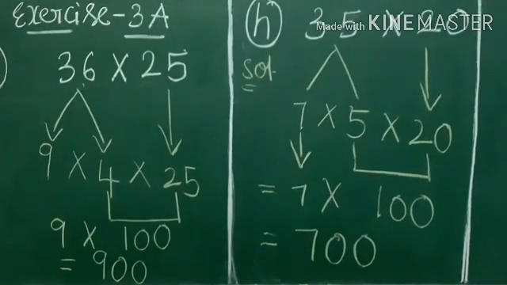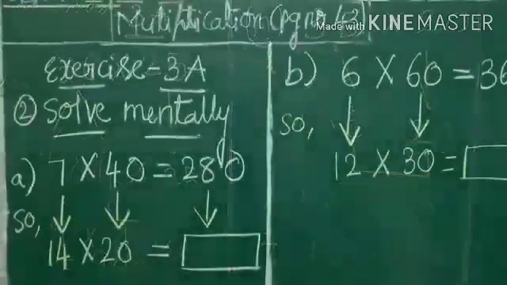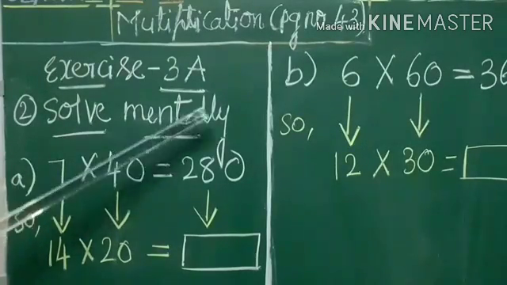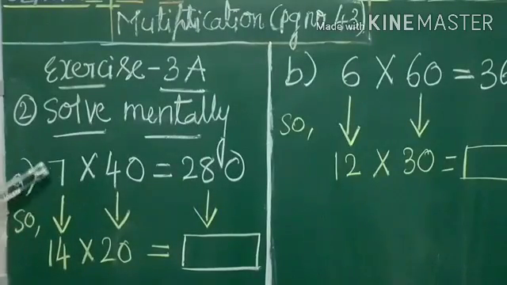It is the second main in exercise 3A. Yes children, now we are going to discuss the second main in exercise 3A, A problem. Okay, now here what they have given: 7 into 40 equals 280. Now they are asking, 14 into 20 is equal to how much?